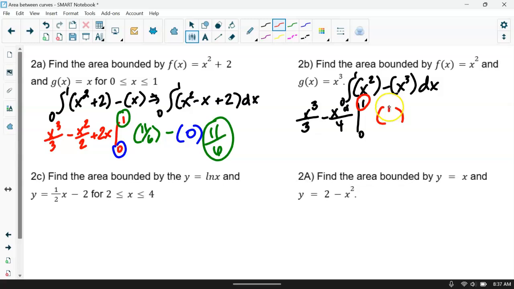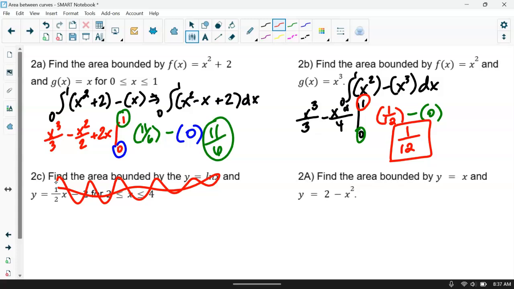You should get 1/12. Then minus, substitute 0. Well, notice it goes to 0. So the area under the curve between those two functions is 1/12. Now we're not doing the 2c here, but here, now notice, same thing.